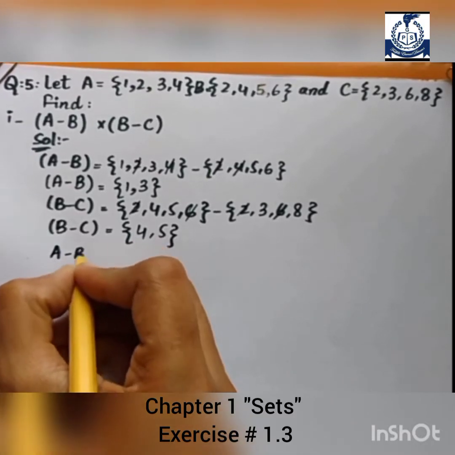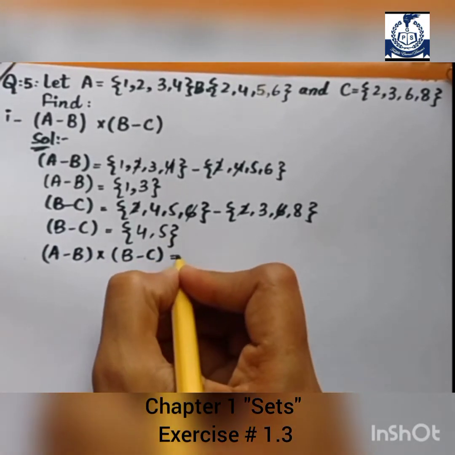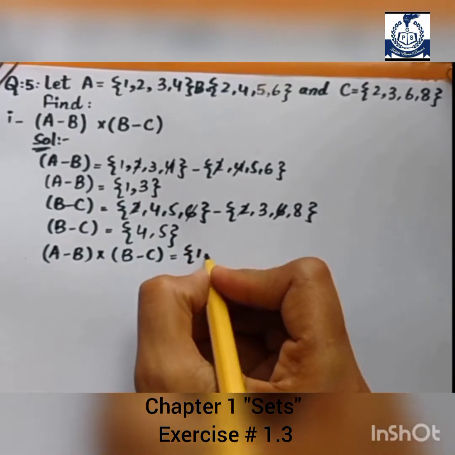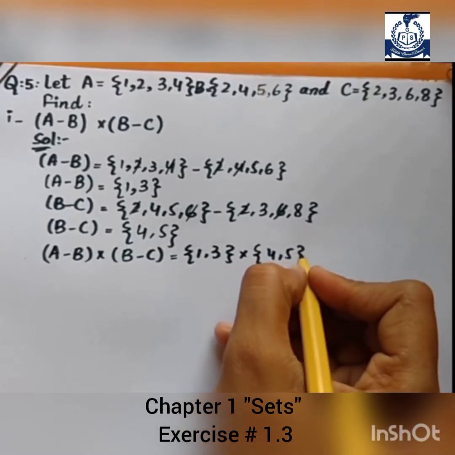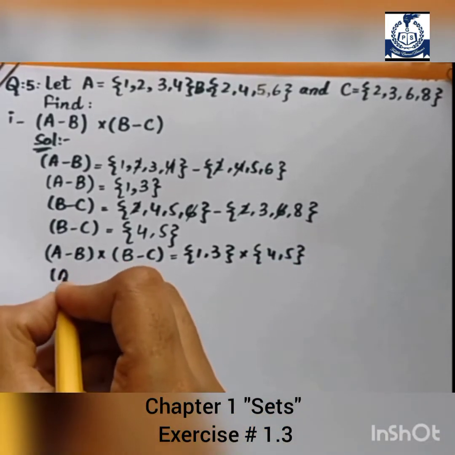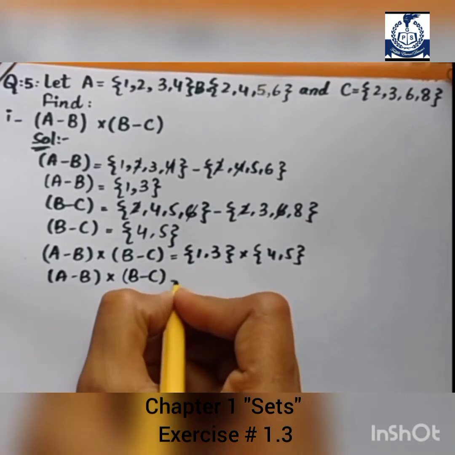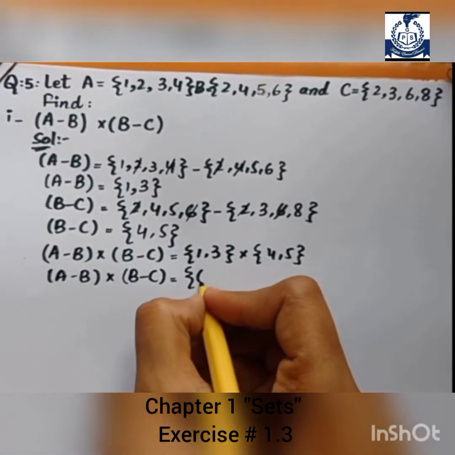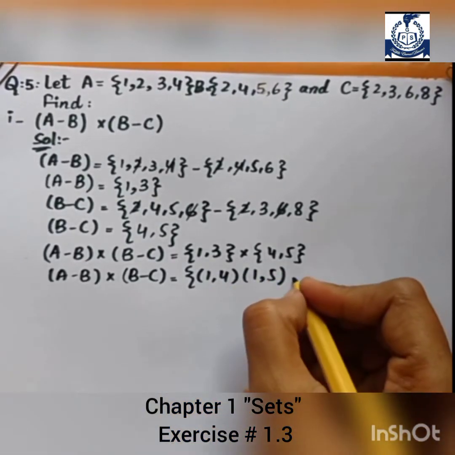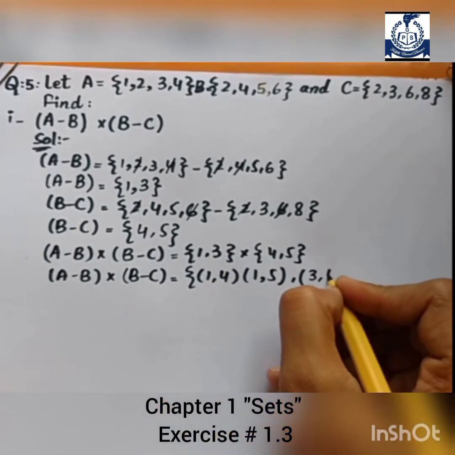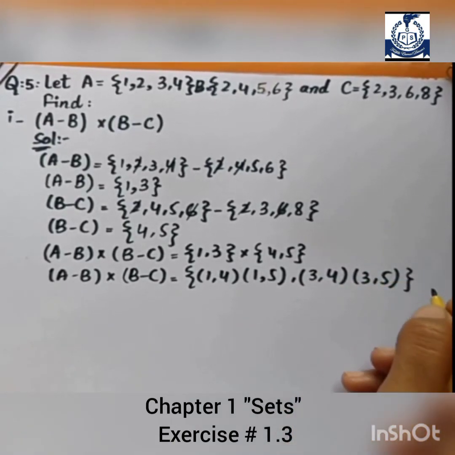Then we find (A minus C) Cartesian product (B minus C) is equal to, in the place of A minus C we write 1, 3. In the place of B minus C we write 4, 5. First we take 1, 4, 1, 5. Then we take 3, 4, 3, 5. This is the answer.